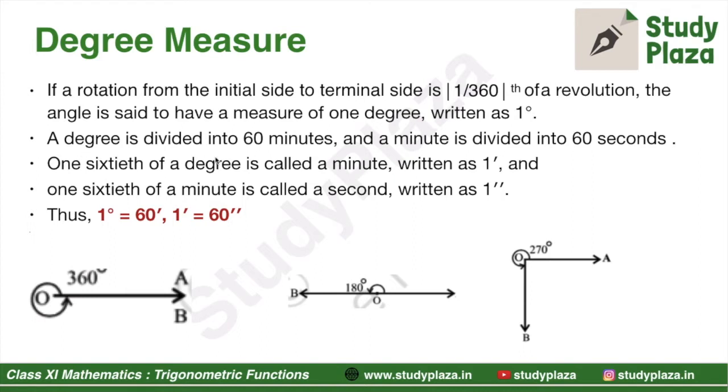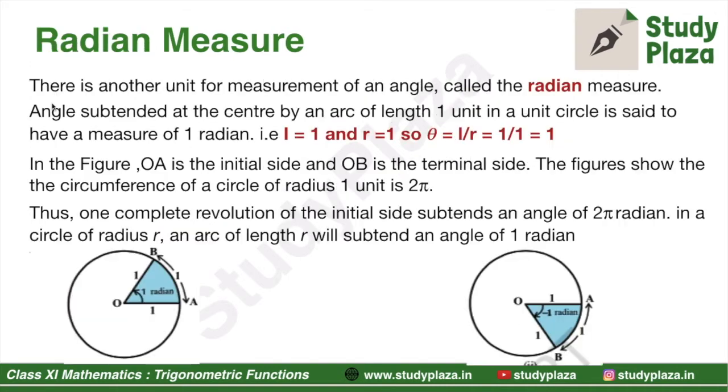A degree is divided into 60 minutes and a minute is divided into 60 seconds. Or I can say 1 minute is equal to 1 by 60th of a degree and 1 second is equal to 1 by 60th of a minute. That is, 1 degree is equal to 60 minutes, 1 minute is equal to 60 seconds.